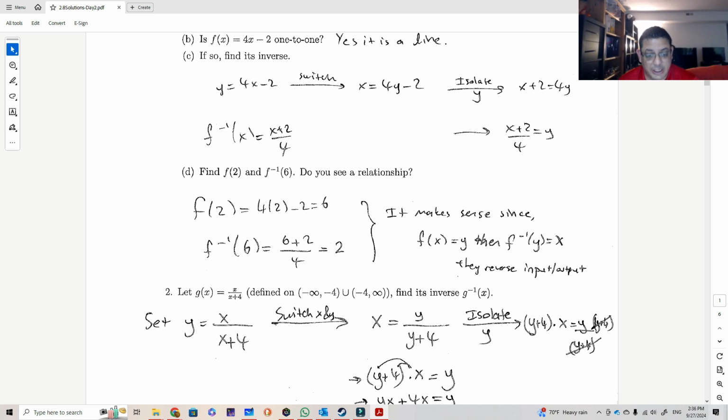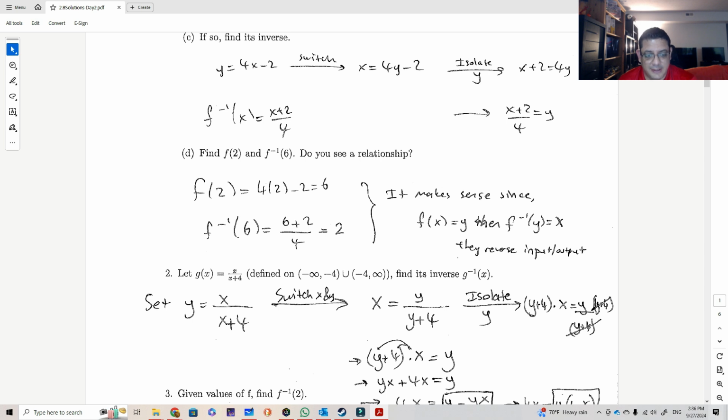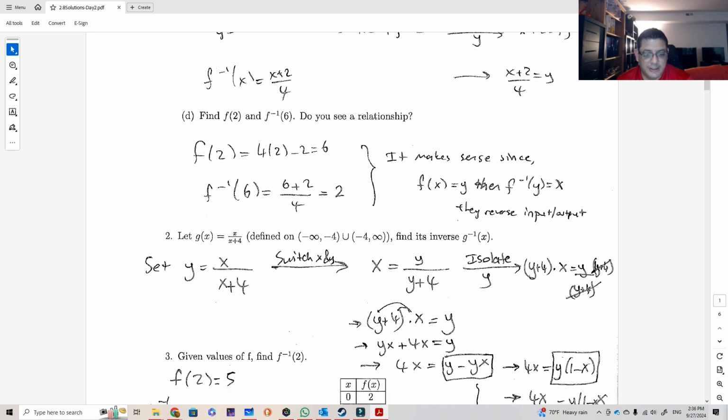But here's a little bit tricky. So what we have to do first, to be able to isolate y, is multiply to the other side. So x is going to be multiplied now by y plus 4, and we're going to have to solve from there. So notice that now we have y plus 4 times x equals y. And so to be able to get all the y's in a single side, I need to multiply this out, and I get y times x plus 4x equals y.